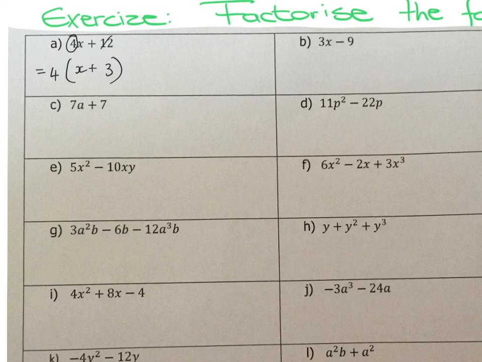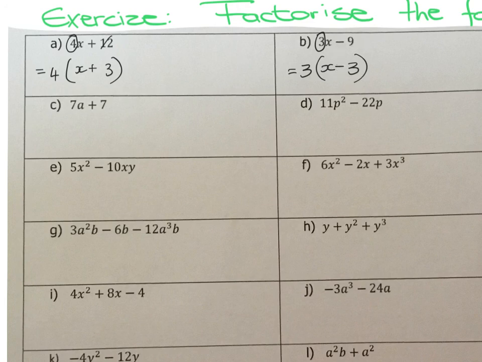So I'm correct. Here the common factor is 3. 3 goes into 9 3 times. The x is not common to both terms, so I just write it to the bottom into my bracket and I put my common factor 3 in front. So if you check it, 3 times x gives me 3x and 3 times 3 gives me 9.